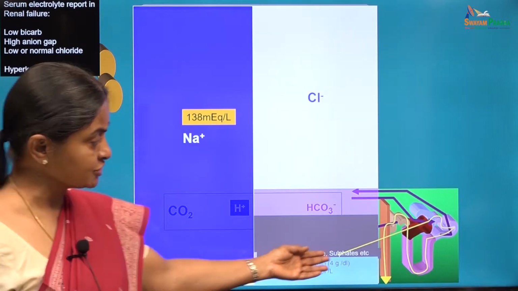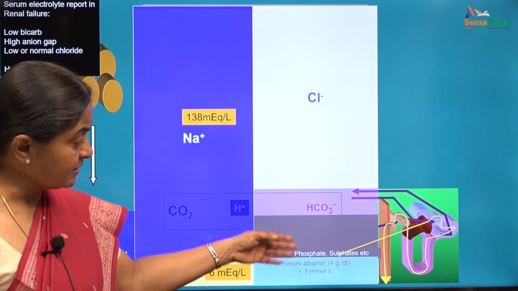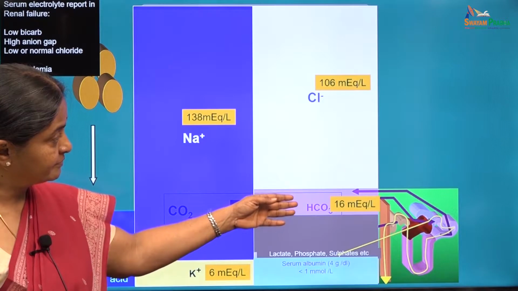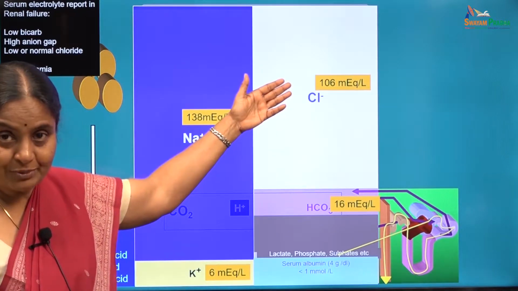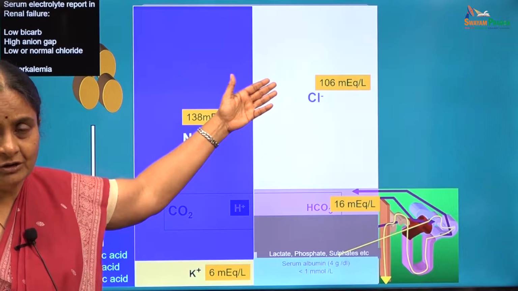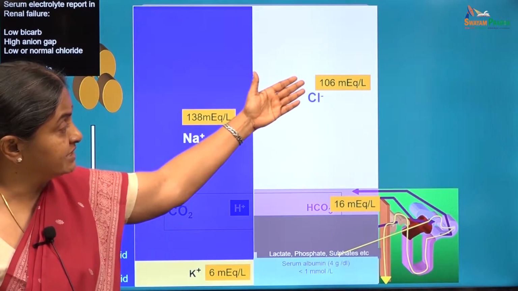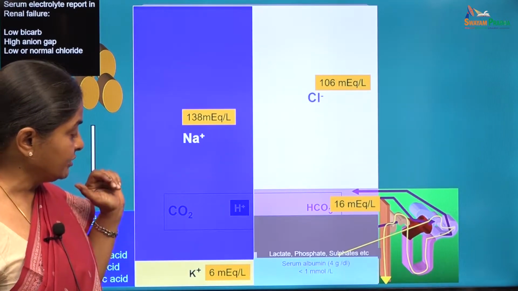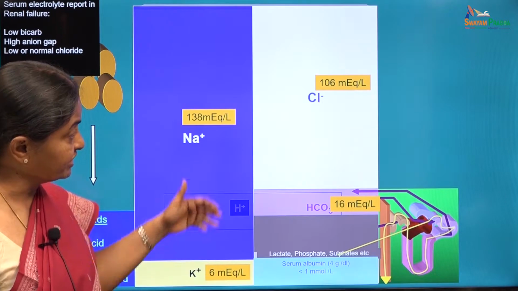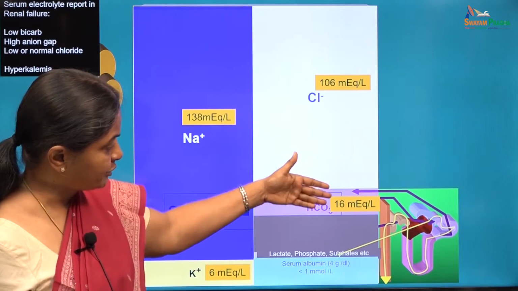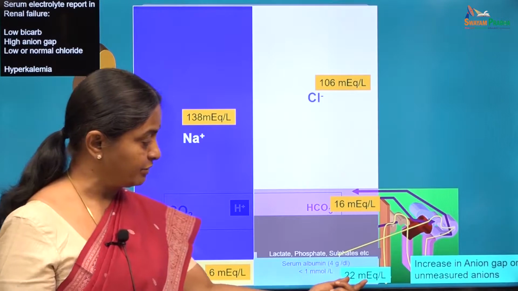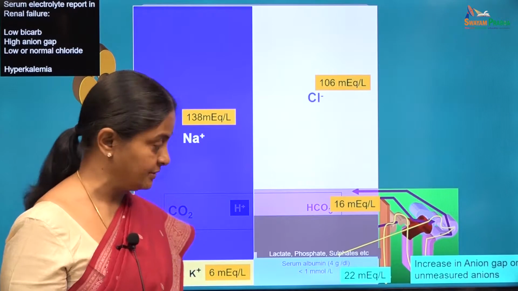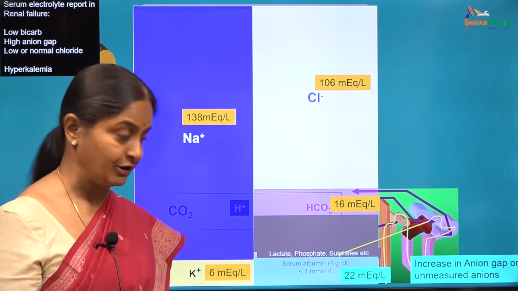Because the fixed acid anions are not filtered adequately and eliminated, their levels will go up and therefore, bicarbonate levels would be lower. Chloride levels may also be lower. We have already seen that chloride may be low, normal or even high. Here I am taking the case that it is lower than normal. When we calculate anion gap, 144 here and 122 here. Therefore, anion gap is 144 minus 122, which is 22 milliequivalents per liter. You would appreciate that there is an increase in anion gap.